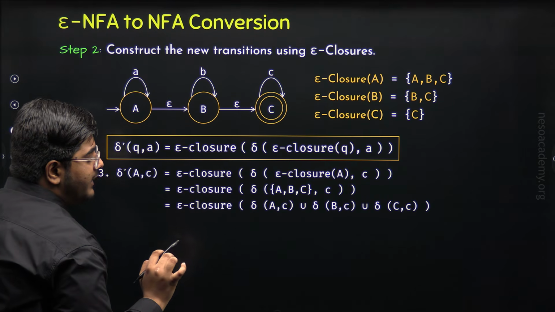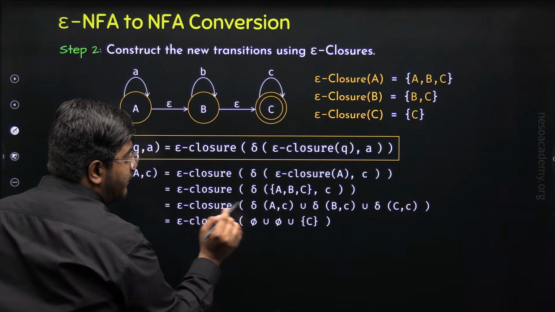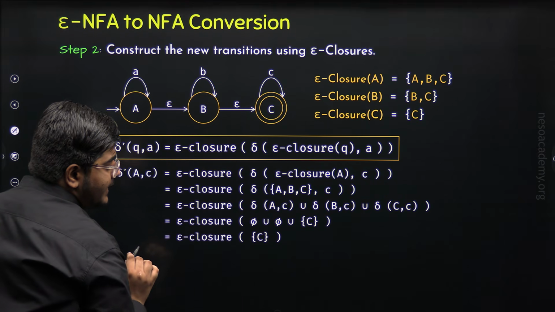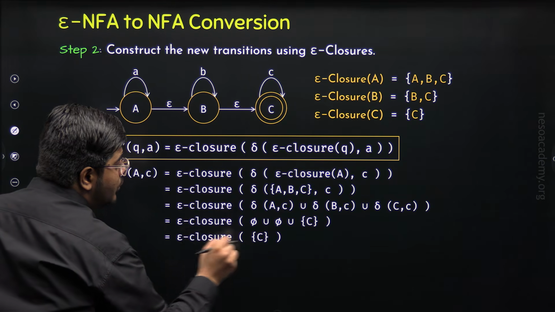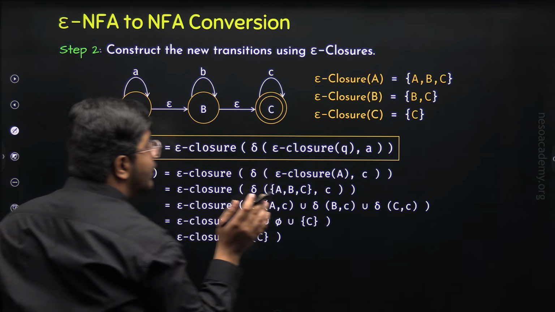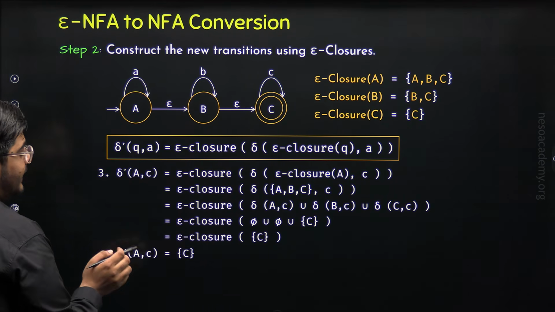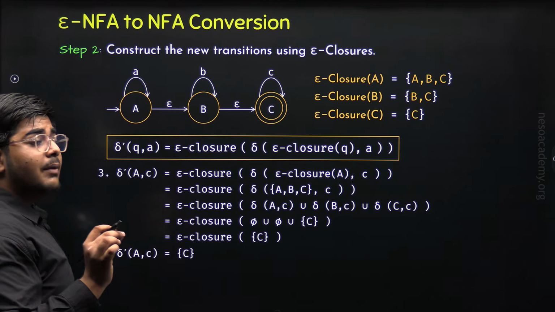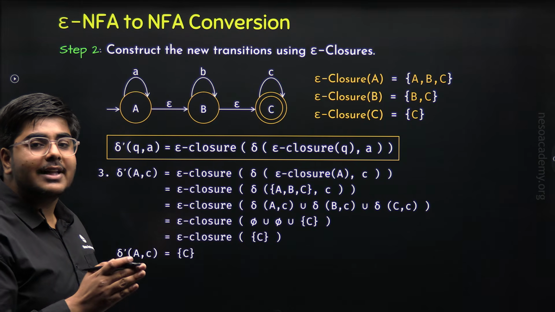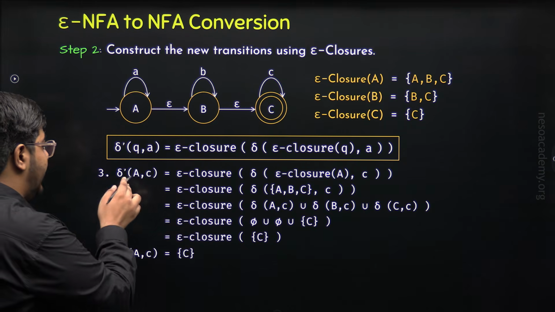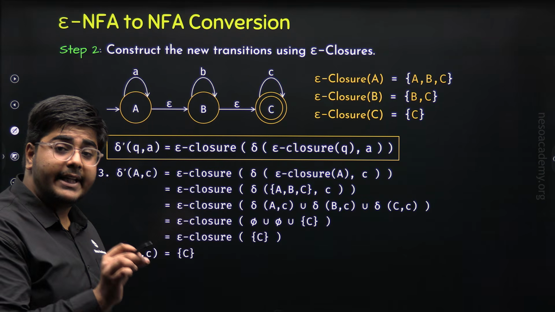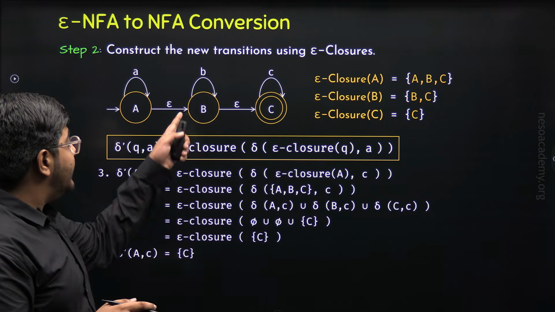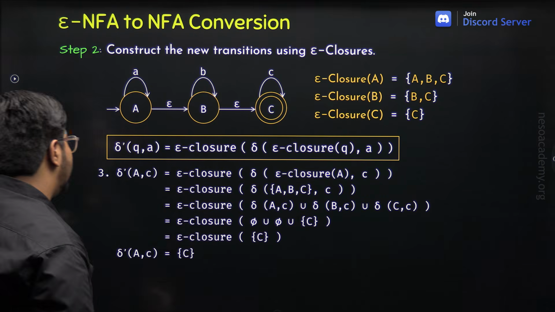So finally we will get phi union C, and this can be written as only C, and the epsilon closure of C is C. So finally we will get delta dash A comma C as C. So we have completely calculated all the transitions for the state A, that is for input symbol A, B and C. Now let's move forward with our next state, that is B.